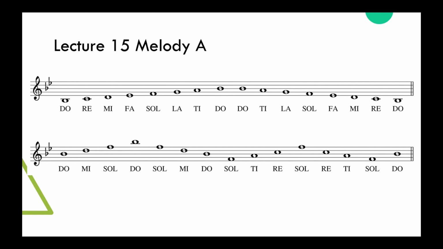Before we sing the melodies, I'd like to sing scales and do some of the triad work that we're doing as arpeggios. So let's sing a B flat major scale. That's going to get us into the key. Do, re, mi, fa, sol, la, ti, do, do, ti, la, sol, fa, mi, re, do.